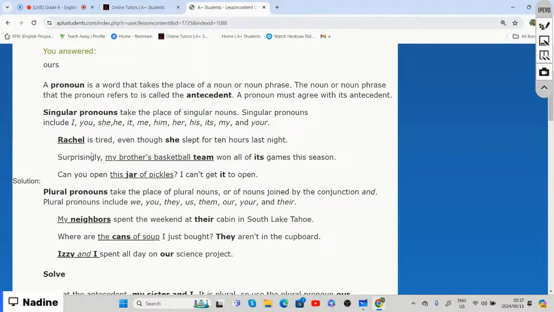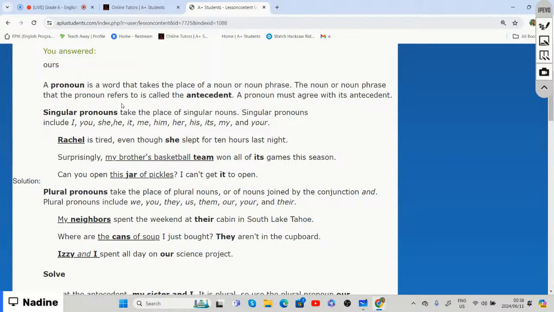Nouns that are joined by the conjunction and, for example, Nadine and Anna. If I say Nadine and Anna are going to the library, then it means that we are going together, or they are going together. Nadine is not going alone, Anna is not going alone, but Nadine and Anna are going together, which means that it becomes a plural.